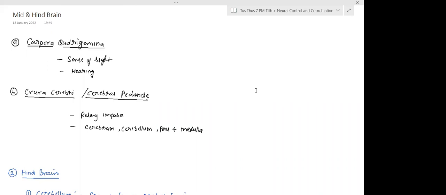Crura cerebri, or cerebral peduncle, right? It helps in the relay of impulses, means it is just like a data cable, right? It runs the impulses between the cerebrum, cerebellum, pons, and medulla. It just works like a data cable.